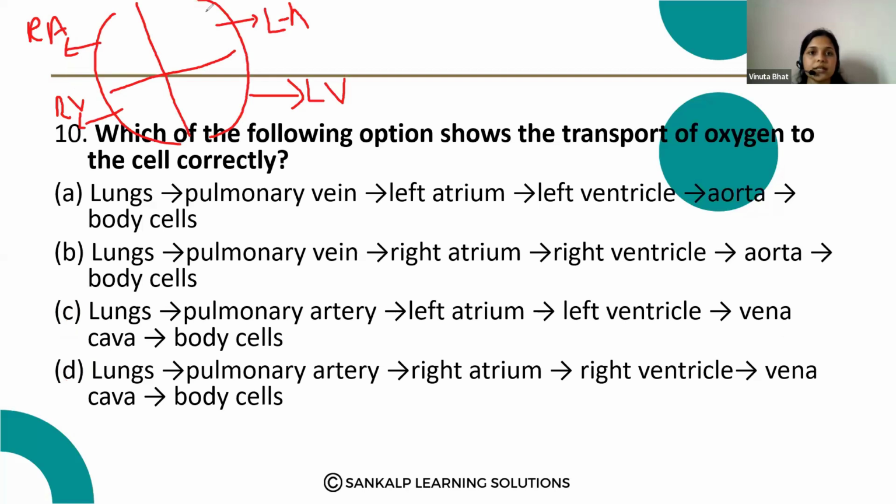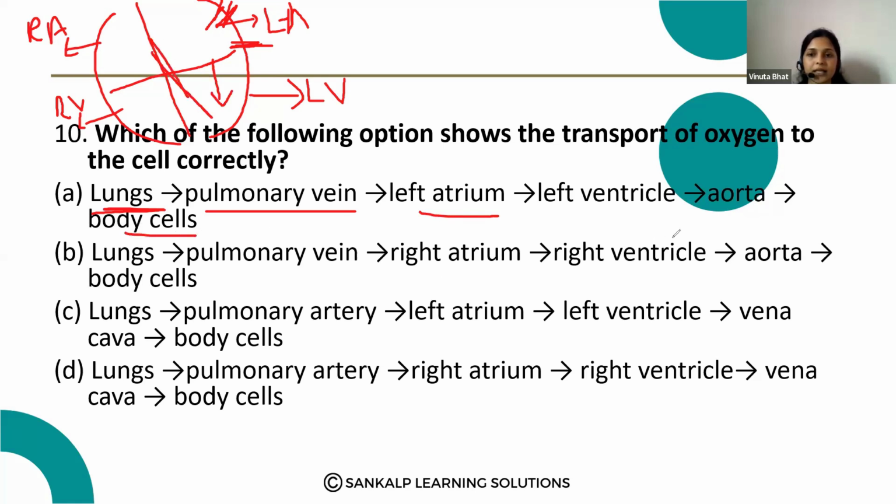Here, the oxygenated blood is received by the left atrium, right? So, from the pulmonary veins, lungs, yes, lungs, where the purification of the blood takes place. Then the pulmonary veins carry it. If you have the diagram of the heart, just open it, you can get it easily. Left atrium, then it moves into the left ventricle, then into the aorta, then body cells.